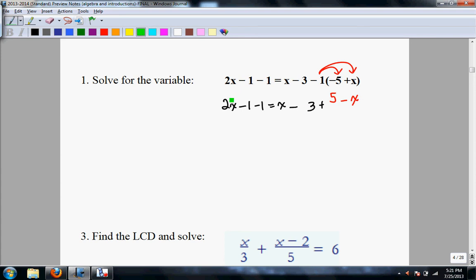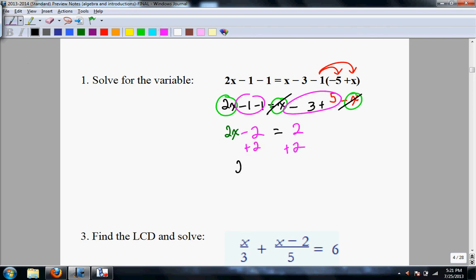Now we're going to collect like terms. On the left side, there's only the 2x. And on the right side, there's a negative x and a positive x, so they cancel. So now we collect the non-x terms. That's minus 2, and that's positive 2. So we add 2 to both sides. 2x equals 4, and x in this case equals 2. If you take the value of x and plug it in up here, it will balance the equation.